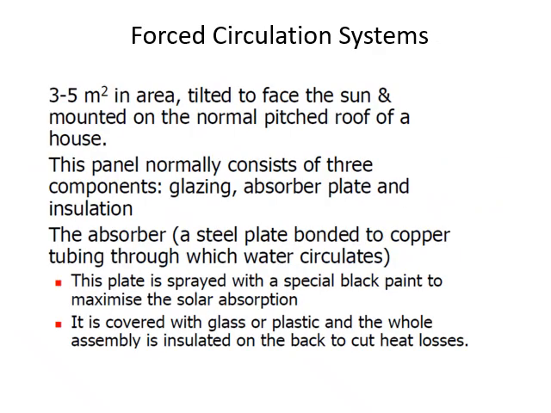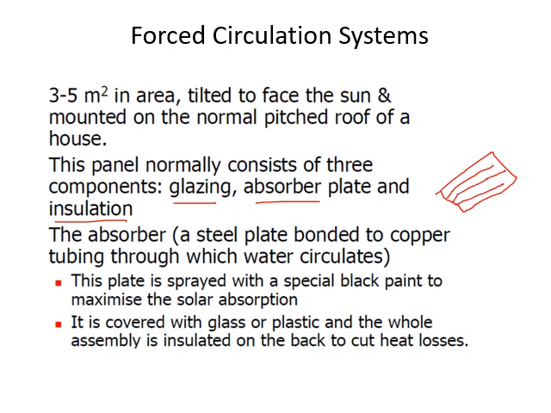It's usually 3 to 5 square meters in area, tilted to face the sun, and it is mounted on the normal pitched roof of a house. This panel normally consists of 3 components: glazing, absorber plate, and insulation. Please take note, I'm always reminding you of these 3 components: glazing, absorber plate, and insulation. The absorber is a steel plate bonded to copper tubing through which the water circulates. So the steel plate is there, and on top we fix the copper tubing.